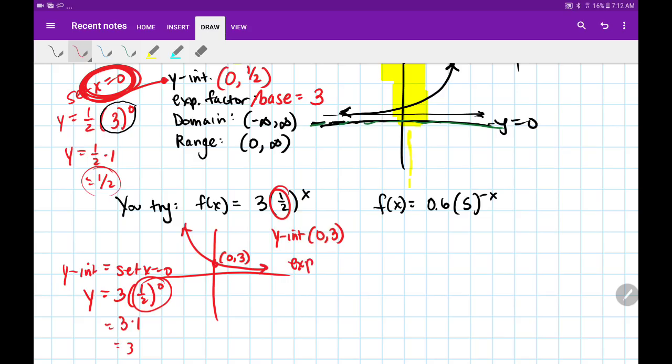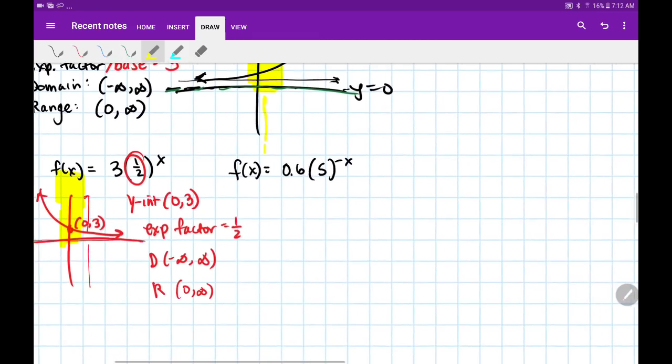My exponential factor, that's just my base, which is 1/2. My domain, as before, is negative infinity to infinity, and my range from bottom to top is from 0 till infinity again, because I only exist for these positive y values.